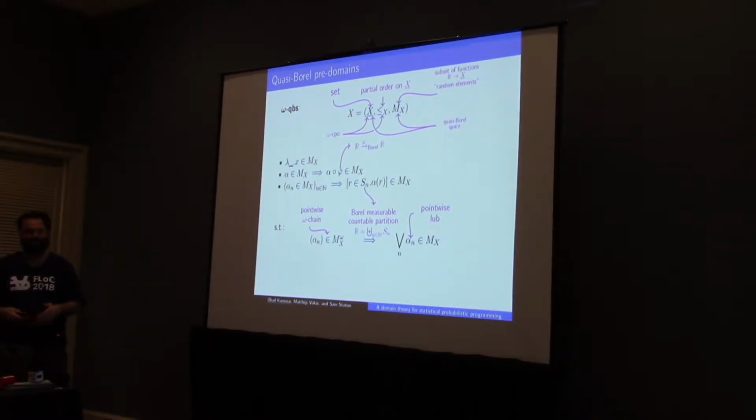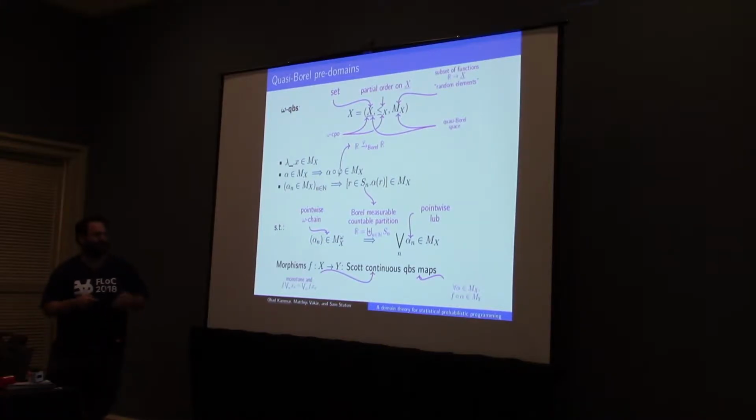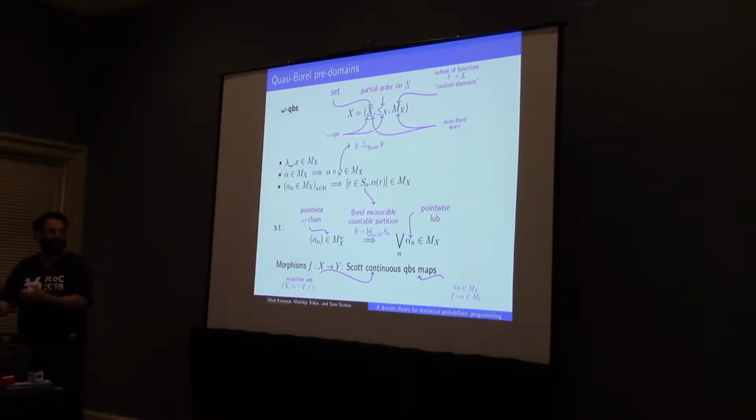They're very natural as well. So to get a category, we need a notion of a morphism. What's a morphism from X to Y? Well, it's a function from X to Y that's both Scott continuous on the domain side and a quasi-Borel space morphism on the quasi-Borel space side.